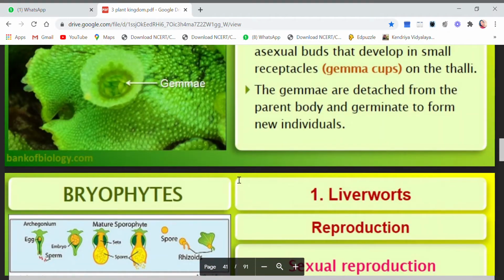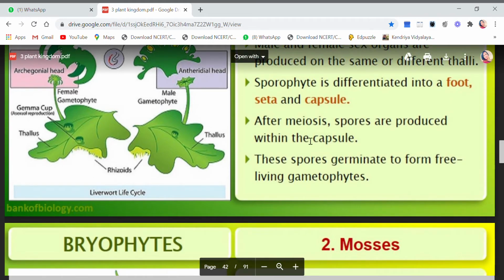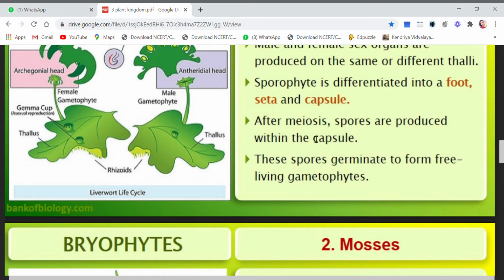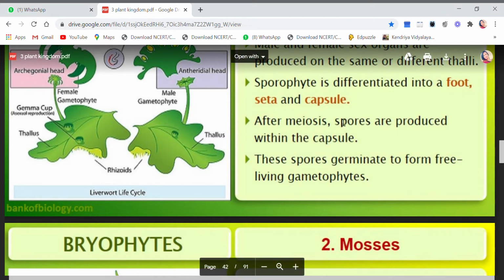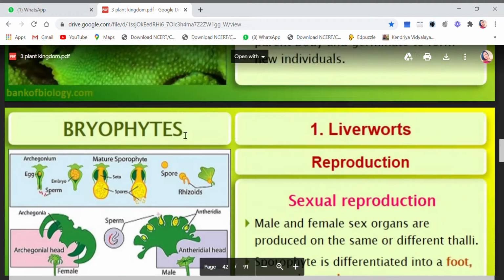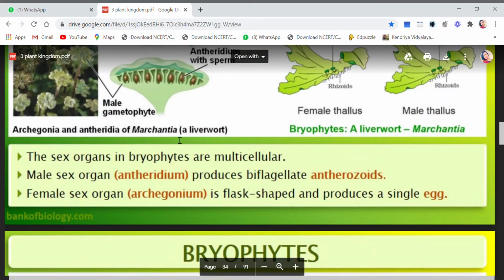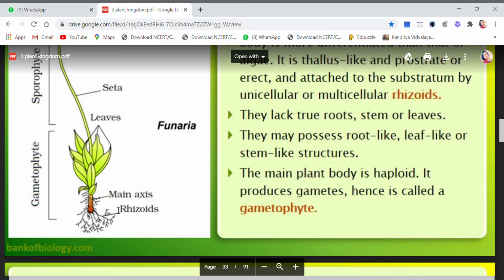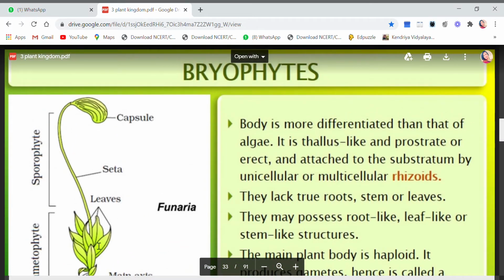So let's see. The sporophyte has developed, so meiosis will take place inside the sporophyte and spores will form. Let me again show you, because I don't know whether you remember this from the previous video. Children, this is the gametophyte, the main plant body, and the gametophyte is haploid. After the fusion of the gametes, a zygote is formed, and that zygote develops into the sporophyte. Since fusion has happened, the zygote is 2n, diploid, and it develops into the sporophyte. So the sporophyte is also 2n, diploid.